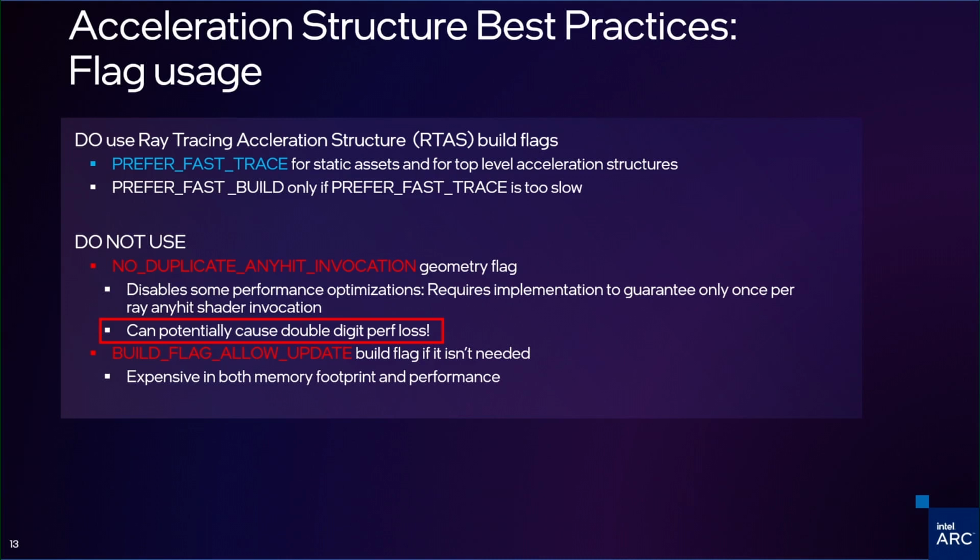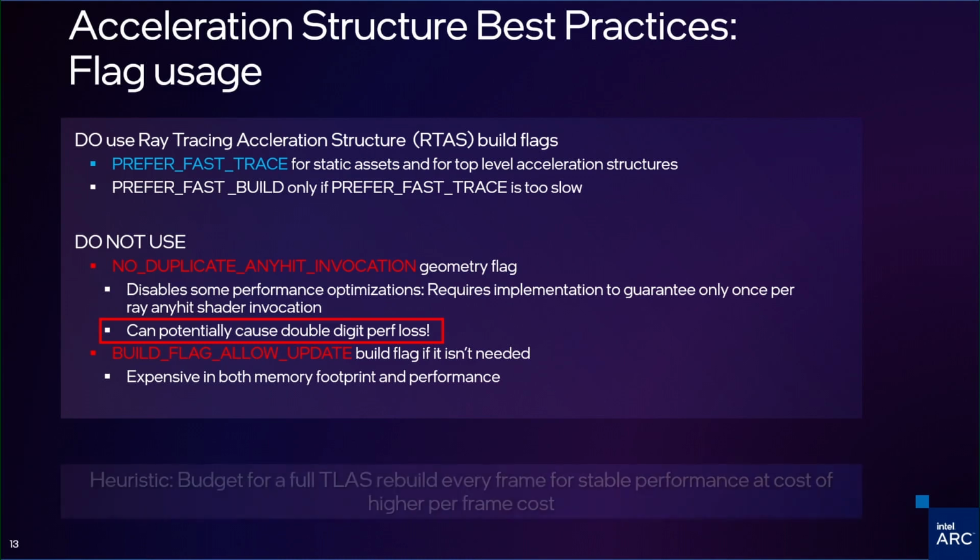The no duplicate any hit invocation geometry flag actually is going to require that the implementation guarantees only once per ray any hit invocation. And this can actually result in a double-digit performance loss because of the record keeping that has to happen for that. The other flag to try to avoid using is the build flag allow update. Here, again, you're going to have an additional memory footprint, and it's going to impact your performance if that needs to be kept track of.